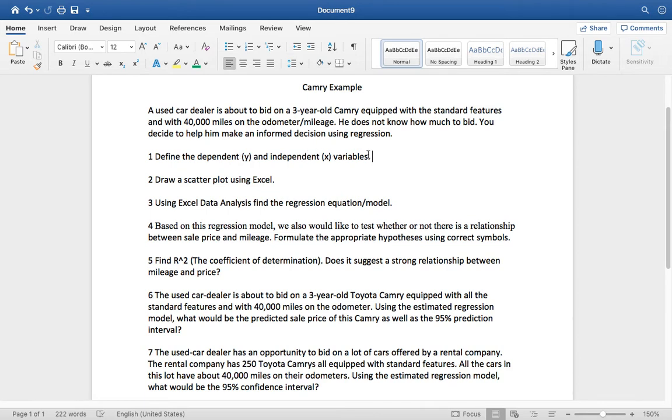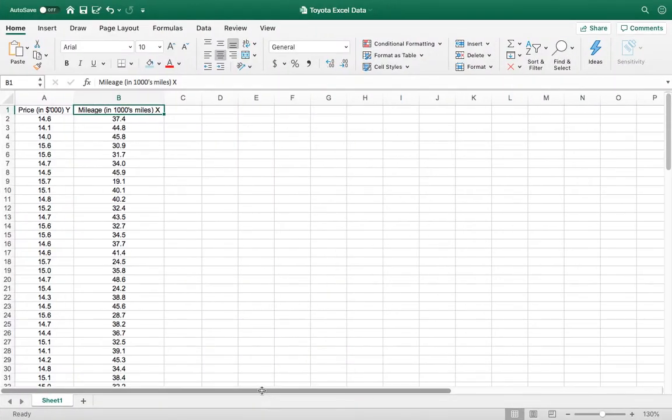So the dependent variable is price and the independent variable is mileage. Next: draw a scatter plot using Excel. Let's go back here. To do a scatter plot, we have one little problem, which is that Excel wants the data to be x first, then y. So I'm going to have to switch these over.